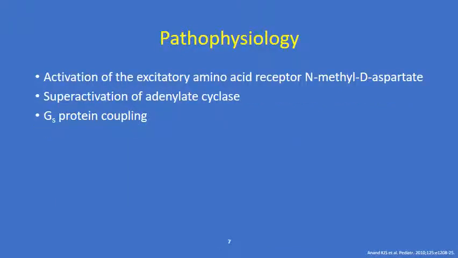When looking at the pathophysiology, specifically of withdrawal, I think it's always important to first think about how the medication itself works, and then what could happen if you stop that medication abruptly in withdrawal. So looking specifically at the patho, it works in a couple different mechanisms where you would see withdrawal. So you can see activation of the excitatory amino acid receptor, NMDA. You can also see superactivation of adenylate cyclase, and then also G protein coupling.